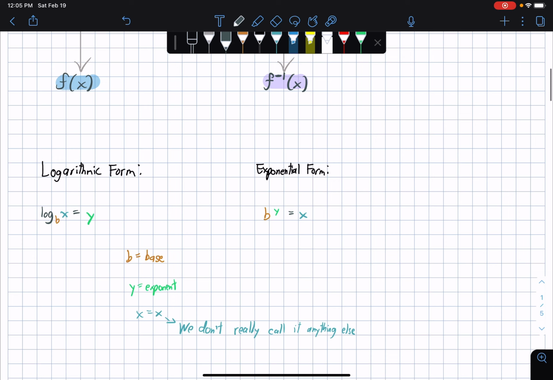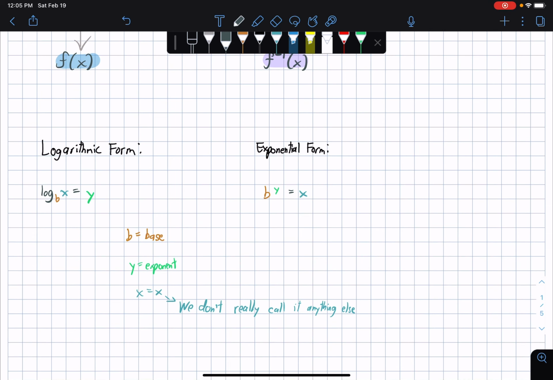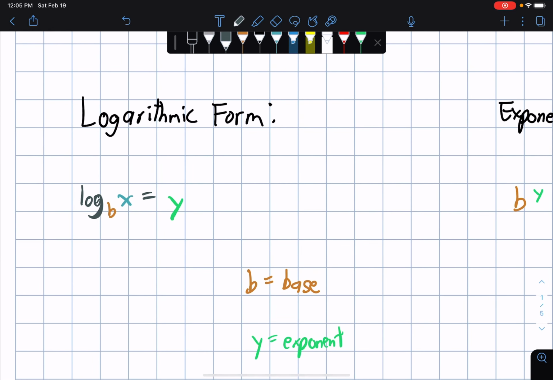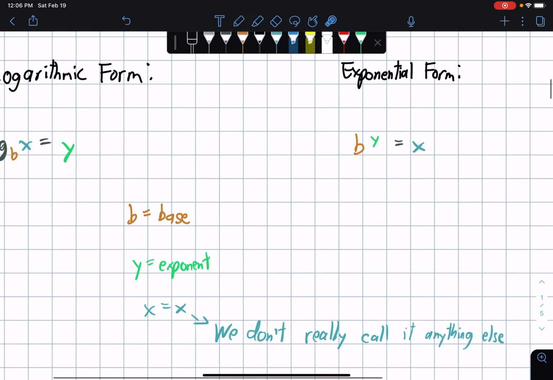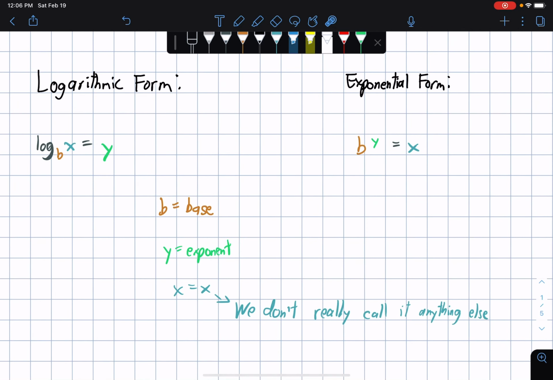In terms of the forms of these two functions, for the logarithmic form, we have log, then we place the base as the sub-value, and the exponent will be at the other side, the y, and our x. When it comes to x, we don't really call it anything else. I'm not sure about the reason why, but whatever it may be, we just call it x. For the b, we call it the base, and for the y, we call it the exponent.